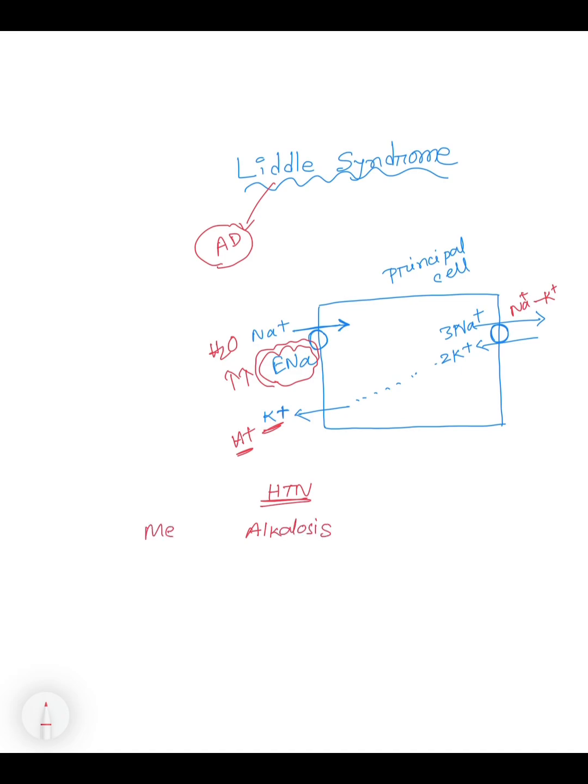So we will find metabolic alkalosis with hypertension in this patient. This hypertension will create the negative feedback to the RAS system. As a result, the renin and aldosterone will be low.